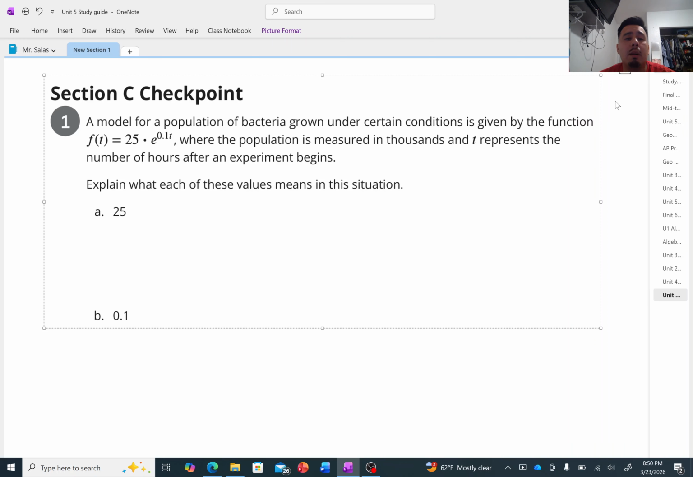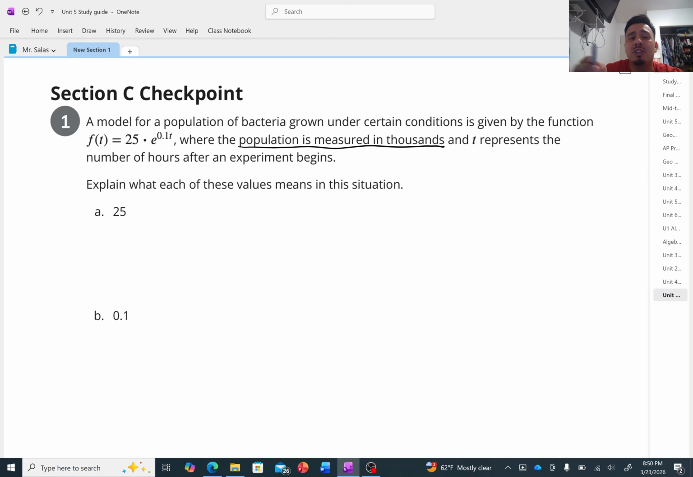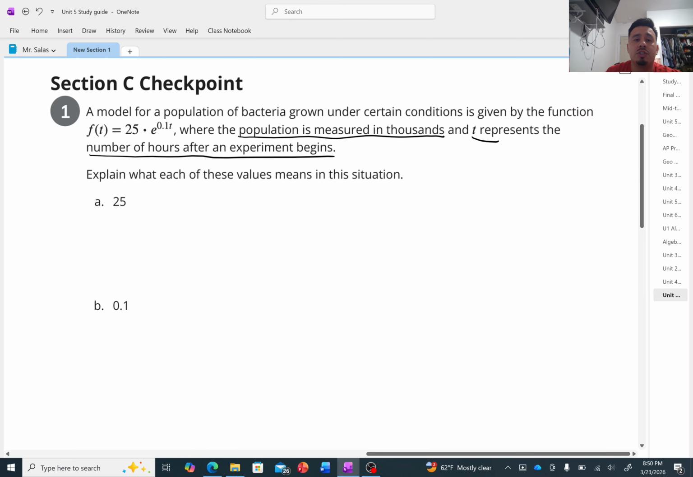It says a modified population of bacteria grown under certain conditions is given by the function f of t is equal to 25 times e to the power of 0.1 t, where the population is measured in thousands. So they tell me that the population is measured in thousands. That right here is very important. T represents the number of hours. So T is the number of hours after the experiment begins. Explain what each of these values mean in the situation.